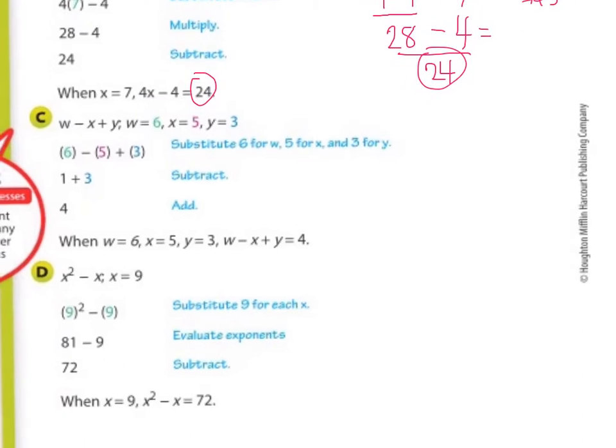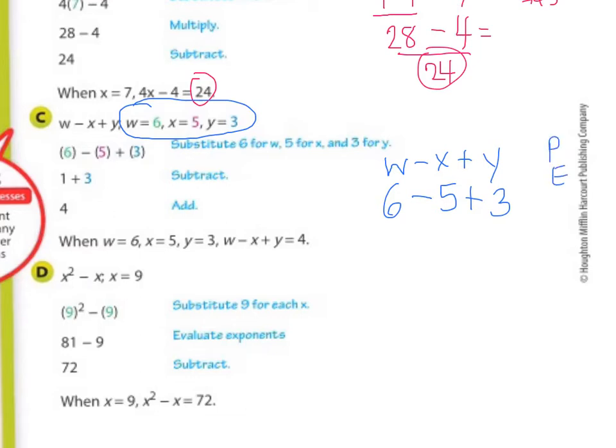C says w minus x plus y. Nothing but variables here. And then they're telling us to replace w, x, and y with these three numbers here. So it's going to be w is 6, 6 minus, and then what's x? Go back and look at what x is. x is 5 plus, now let's look at what y is. y is 3. We have all of those variables replaced.